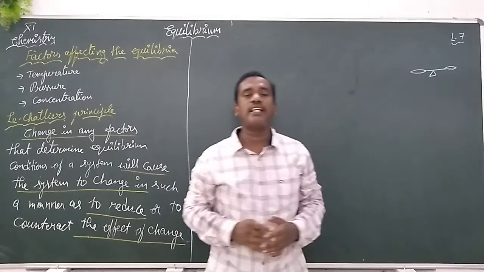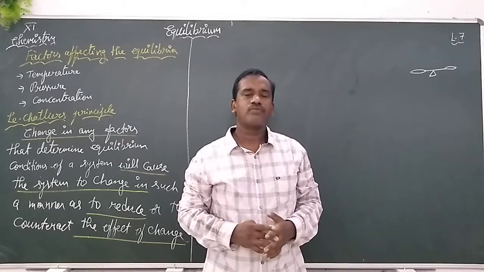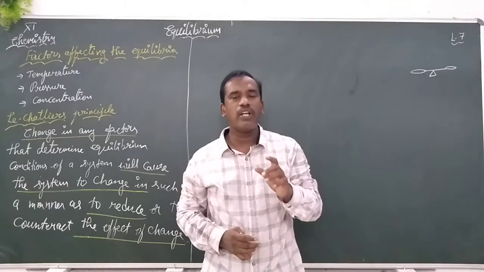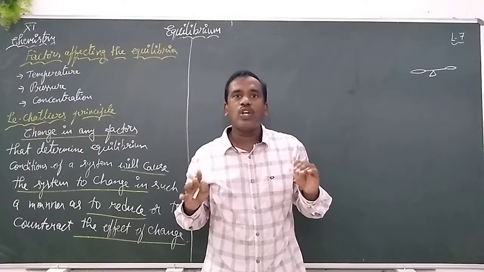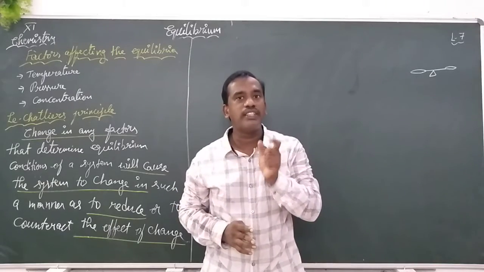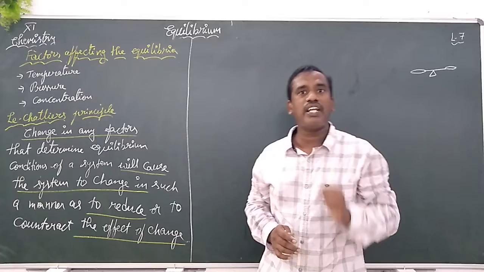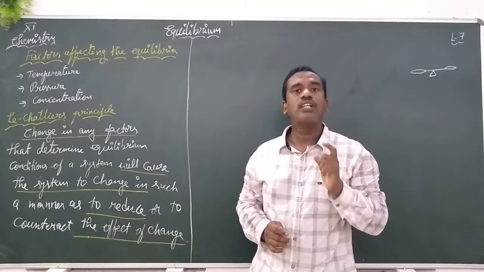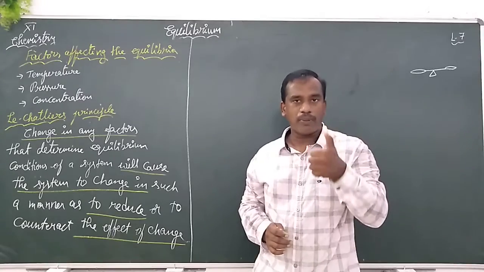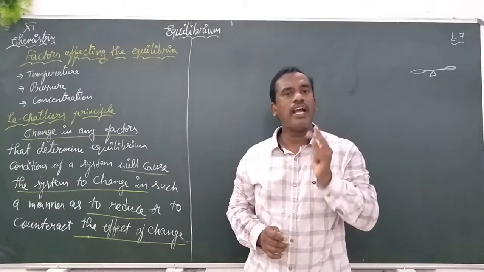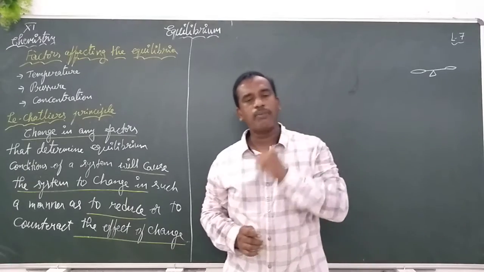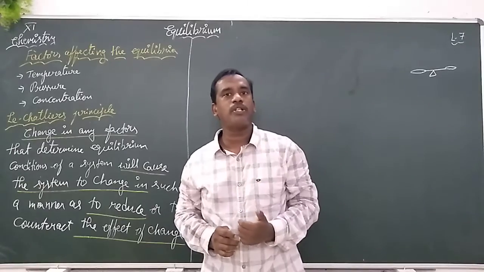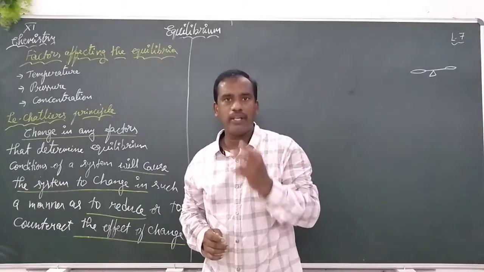This was brought by a scientist called Le Chatelier. His explanation is based upon the equilibrium of the system. How is it affected? It is affected mainly by the change of three factors: temperature, concentration, and pressure. So the equilibrium of the system depends upon these three main factors.